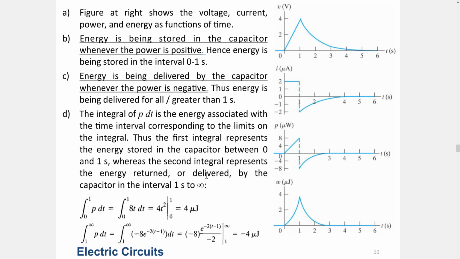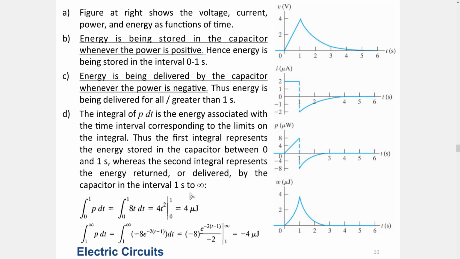If we take a look at the first integral, it's the energy stored when the capacitor is charging, and we have stored 4 microjoules. If you do the math, after the 1 second period, we will have a negative value of energy, which means that we have drawn energy. So the capacitor is acting like a DC voltage source and providing energy to the rest of the circuit. So we have minus 4 microjoules.